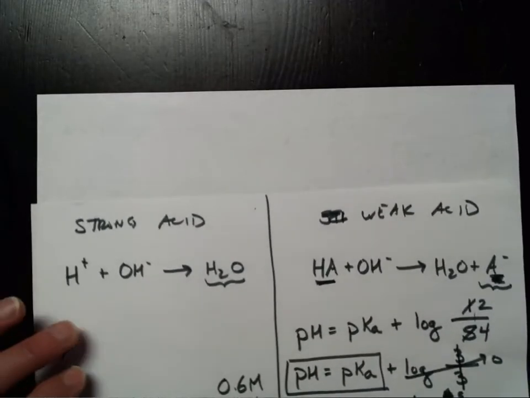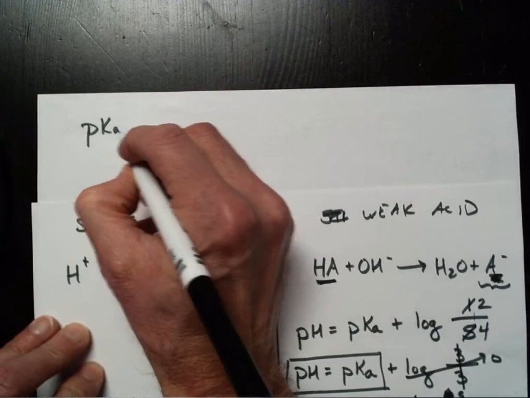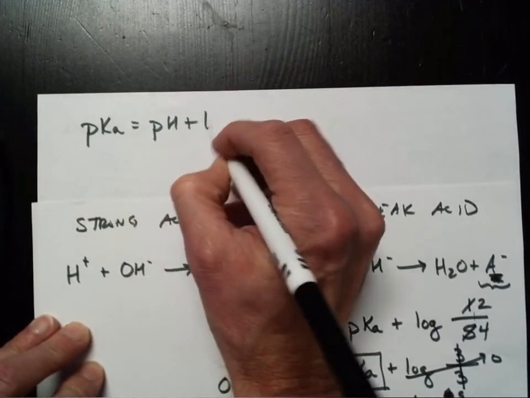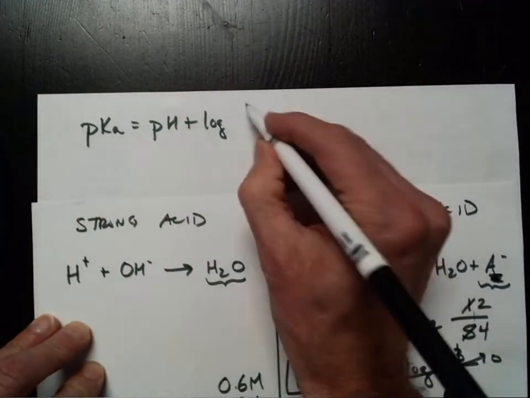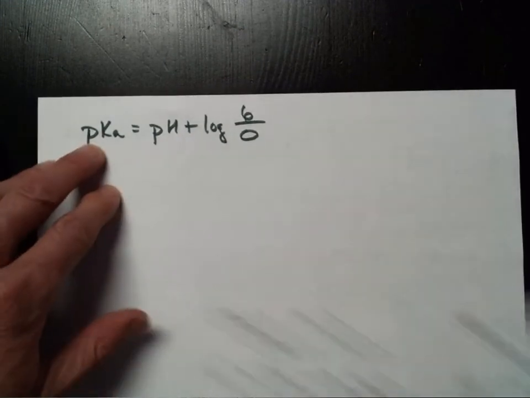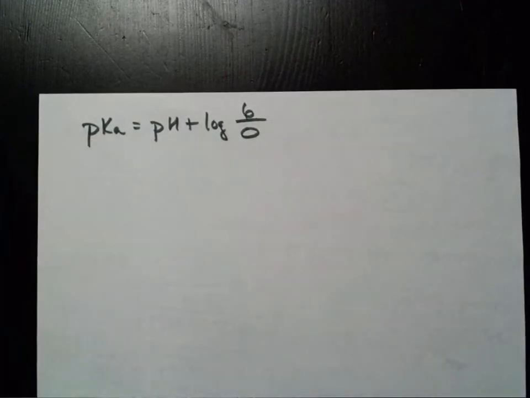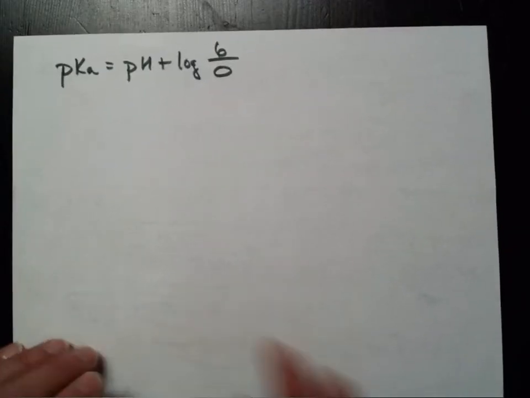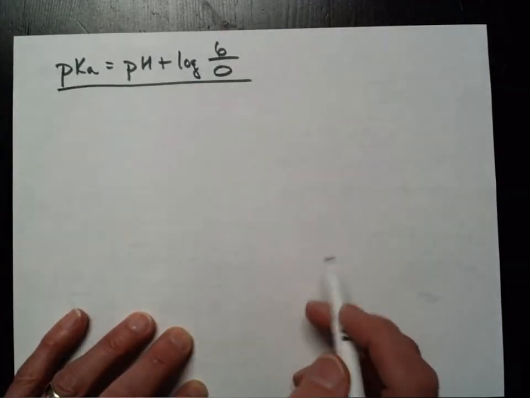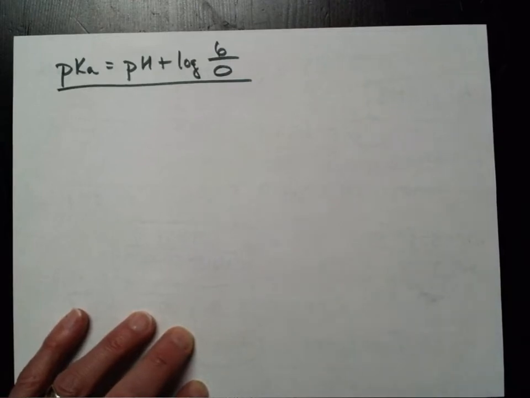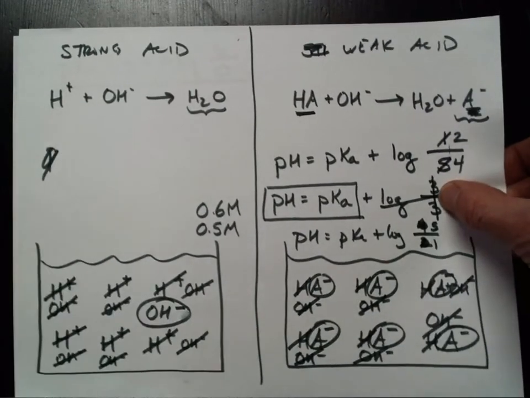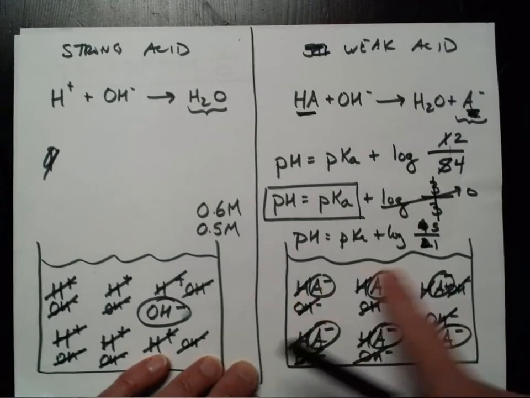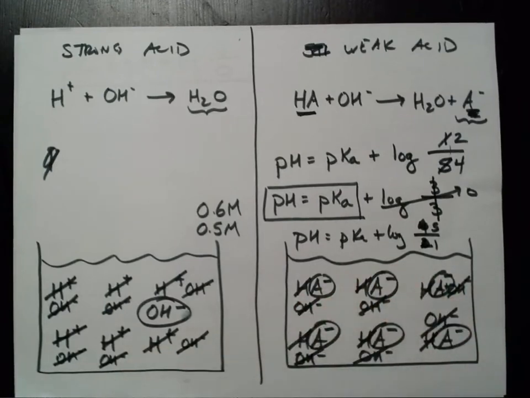So you might say, let's use our buffer equation and say pH is pKa plus the log of 6 over 0. Well, there's a big problem there. I hope you recognize what the big problem is. You don't want to divide by 0. So we can't use this equation anymore. Once you've reached the equivalence point, notice we're at the equivalence point, we've added the equivalent amount of hydroxide necessary to react with all of the conjugate acid.